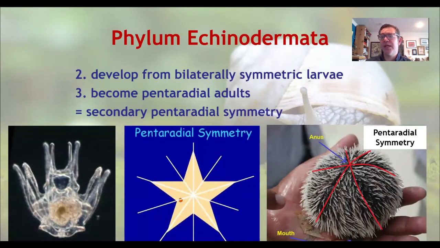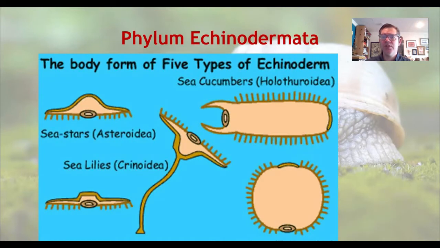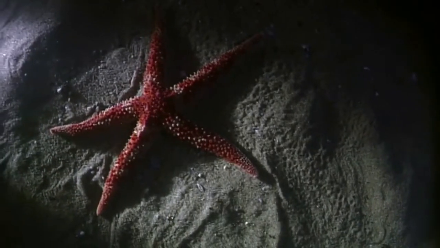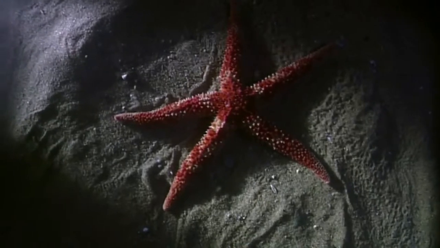As larvae, they have bilateral symmetry, just like chordates. But when they become adults, they switch to a form of radial symmetry where they can be cut 5 ways into halves. We call this form of symmetry, where the animal switches from bilateral to being able to be cut 5 times in half, secondary pentaradial symmetry. This video clip shows how all echinoderms follow the same body plan, even though the sea stars don't immediately resemble sea cucumbers. Even the most familiar of echinoderms can seem strange and alien.